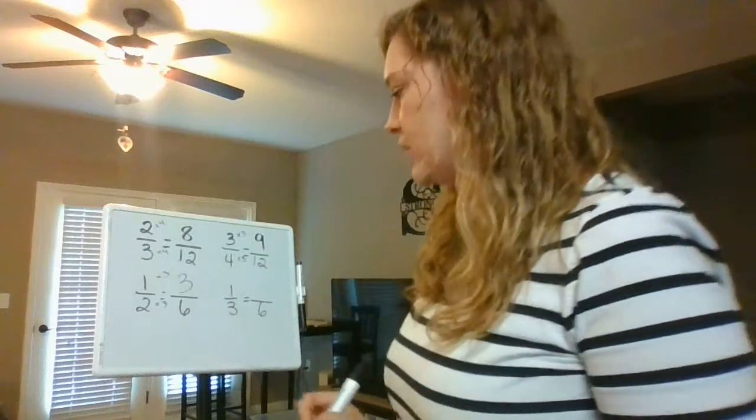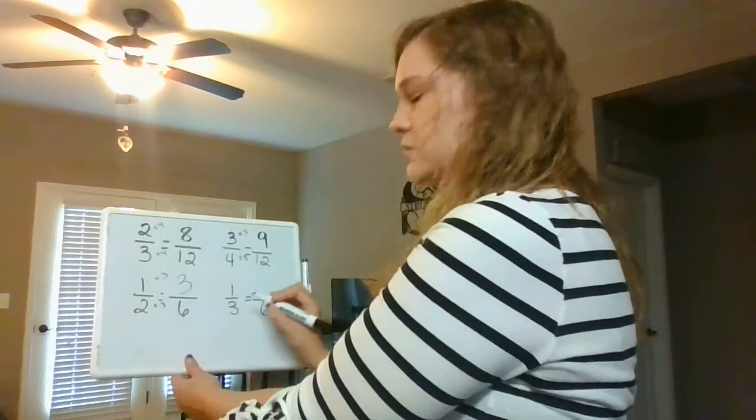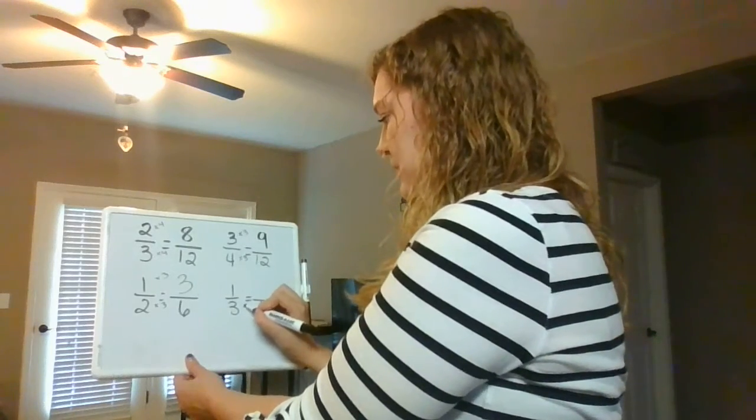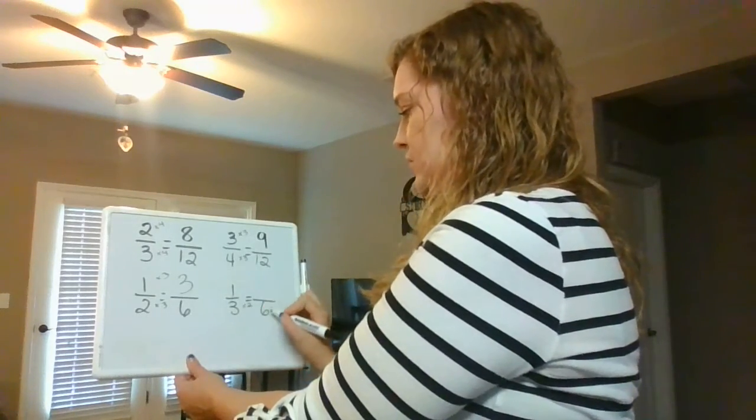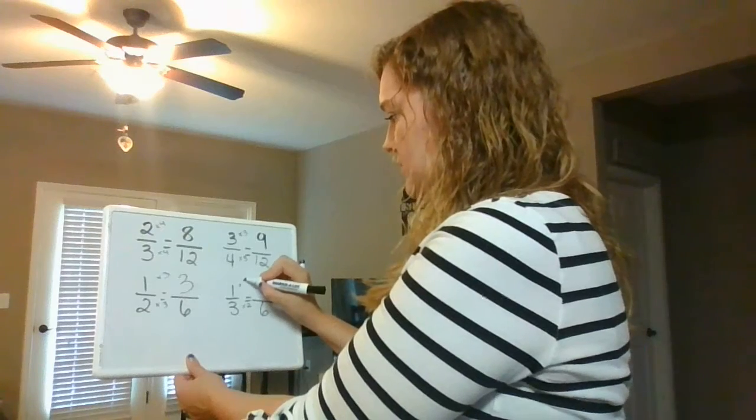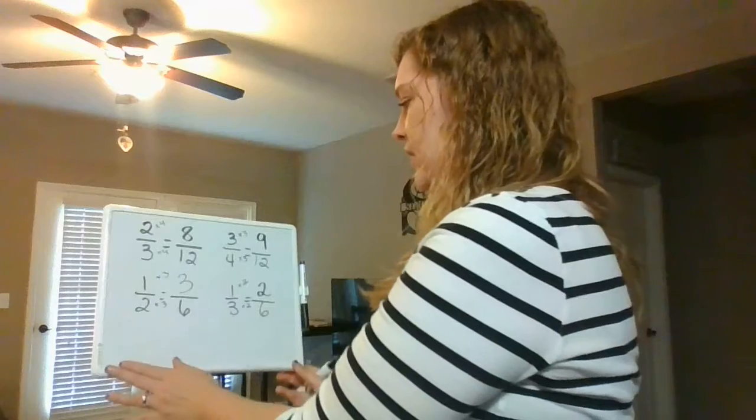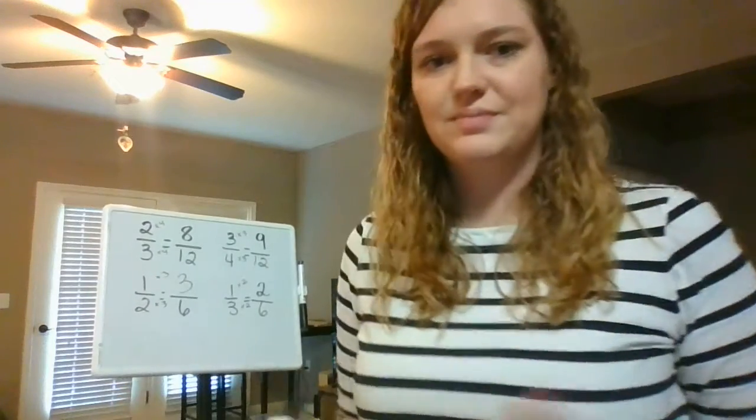Now let's come over here to 1/3. What do I have to multiply the 3 by to get to 6? Well, we know from over here we multiply it by 2. 3 times 2 is 6, so I multiply this by 2 up here. 1 times 2 is 2. And there we go. We have 3/6 and 2/6.